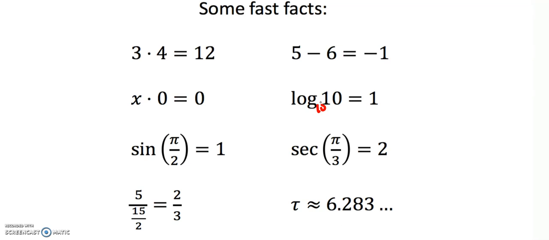I'm not really going to be explaining these, but these are just facts that you know, and we want you to memorize the derivative facts. We have 5 divided by 15 halves is, of course, 2/3. I mean, everybody knows that fact.